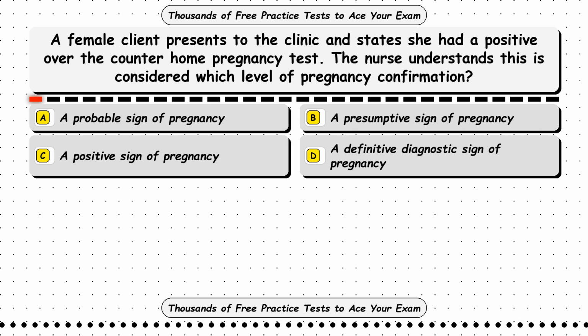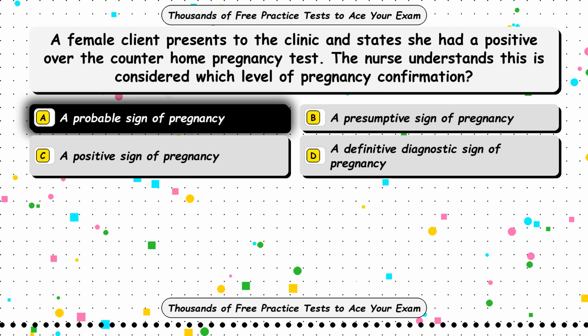Question 116. A female client presents to the clinic and states she had a positive over-the-counter home pregnancy test. The nurse understands this is considered which level of pregnancy confirmation? Option A. A probable sign of pregnancy. Option B. A presumptive sign of pregnancy. Option C. A positive sign of pregnancy. Option D. A definitive diagnostic sign of pregnancy.